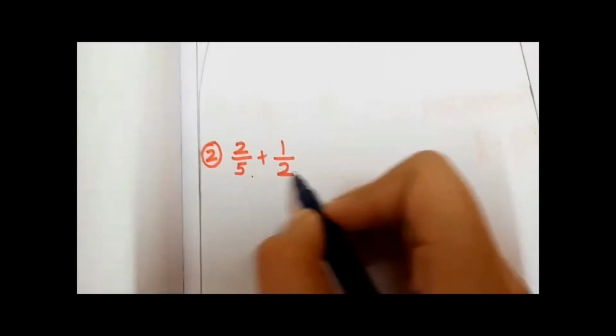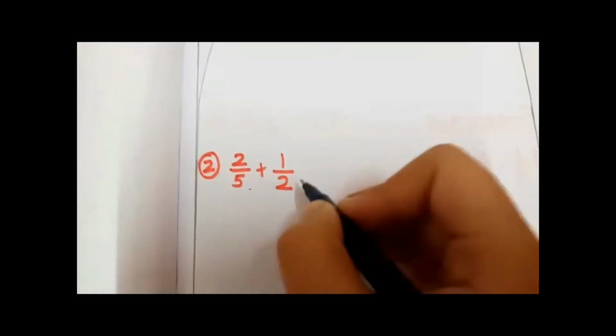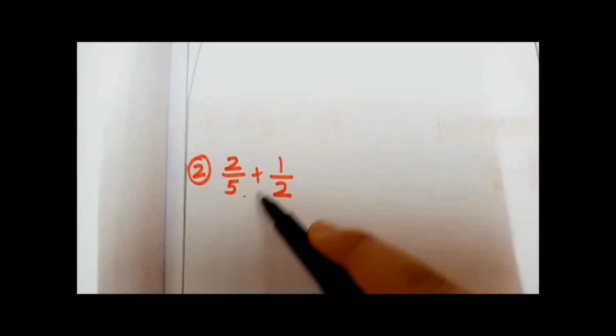So, this is our second sum. 2 by 5 plus 1 by 2. Notice here that the denominators are not same, which means that this fraction is an unlike fraction. Now, how to solve an unlike fraction? Remember that for unlike fraction, there is no common denominator. For fractions, we can add only when we have a common denominator or the same denominator. But here we don't have. So, we have to convert the denominator into a common one.